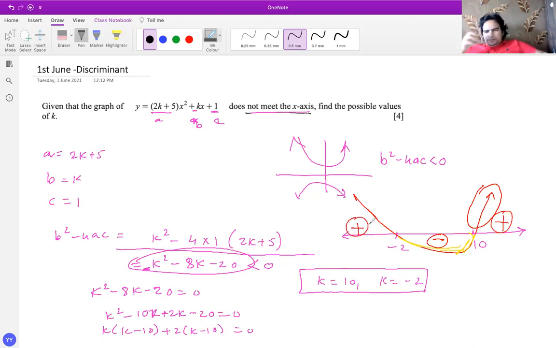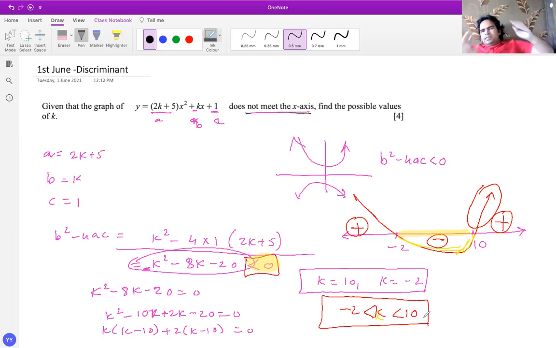Now when you find the value of k, we have to find where it is less than 0, meaning where it is negative. Less than 0 is always negative. You can see that the graph is less than 0 between this and this. It's below the x-axis between negative 2 and 10. So k is between negative 2 and 10. If I take, let's say, k as 5 and plug it in, 2 times 5 is 10, so it'll be 15x squared plus 5x plus 1. This will not meet the x-axis at any point.